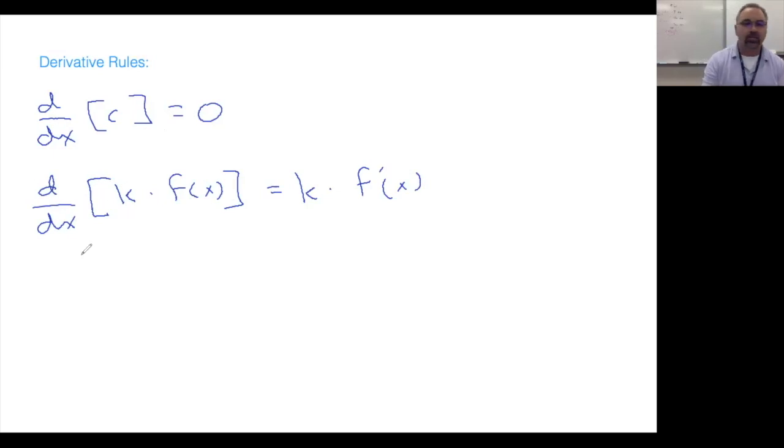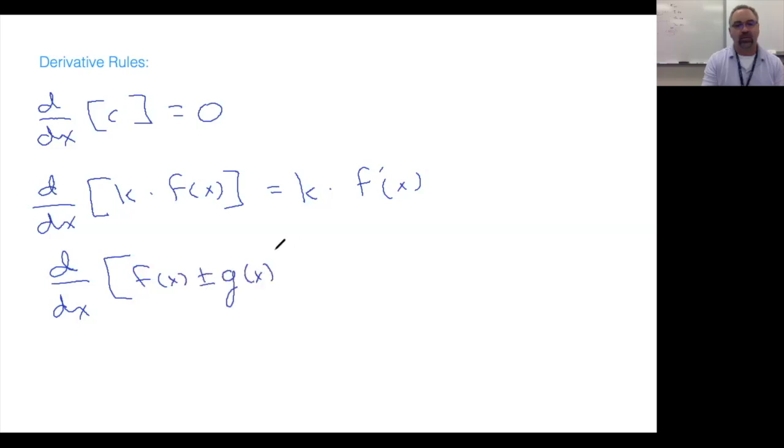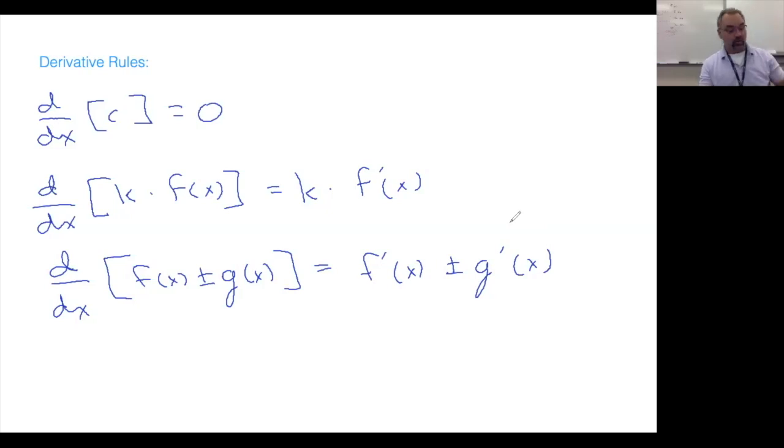We had the sum and difference rules, the derivative with respect to x. Now we have two functions, f of x plus or minus g of x. And that's just f prime of x plus or minus g prime of x. I'm going through these kind of fast, guys. I know you're smart kids. You already learned this stuff, and so I'm not going to belabor this too much. But I just wanted to make sure we had a nice review of our basic differentiation rules.